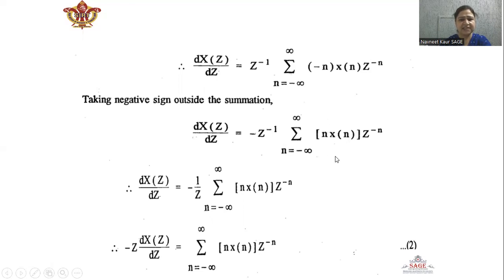Now, if I see this summation, this is the formula for the Z transform of n x[n]. And I'll write z inverse as 1/z. So I'll take z here and the minus sign also on the left-hand side. I'll get minus z dX(z)/dz, and this is the Z transform of n x[n]. According to this equation, it is clear that the Z transform of n x[n] is given by minus z dX(z)/dz.